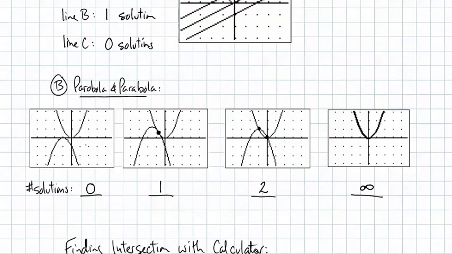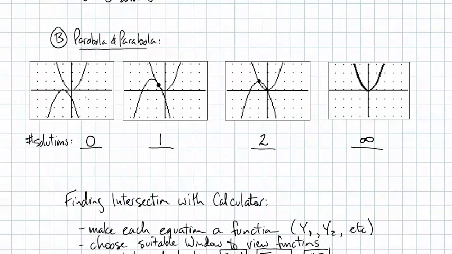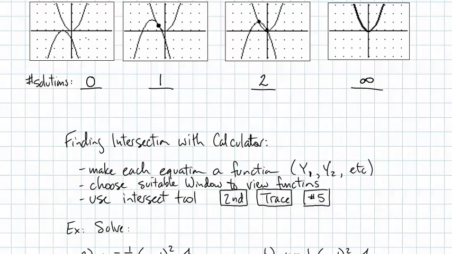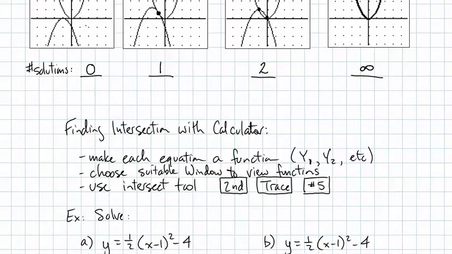Now, in this lesson, you're going to primarily use your calculator to graph these functions and find answers. So here are some instructions for how to do that in case you don't remember. What you do is you make each equation a function on your calculator in the y1 or y2 location for graphing. You're going to need to choose a suitable window so that you can actually view the functions and not miss the information. And that's going to sometimes require a little experimentation or thought. And lastly, you're going to use the intersect tool, which is second function button, trace button, and the fifth option. We're going to run through two examples together.